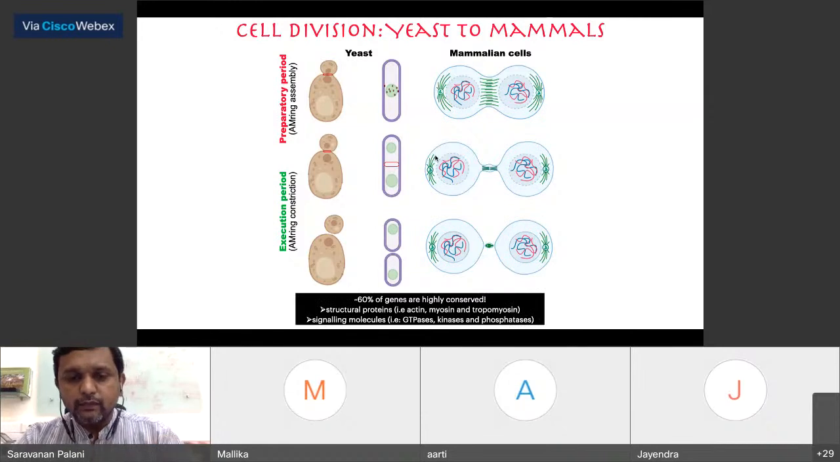So why do we use yeast as a model system? Why not mammalian cells? Because, as many of you know, yeast is very easy to handle, with a high rate of homologous recombination, and tagging, knockouts and also knockdowns. There are many interesting tools available in order to understand this. And most importantly, most of the proteins involved in this process are highly conserved, especially the structural proteins such as actin, myosin, tropomyosin, and these actin binding proteins, especially signaling molecules such as cyclin-dependent kinases and phosphatases and so on.